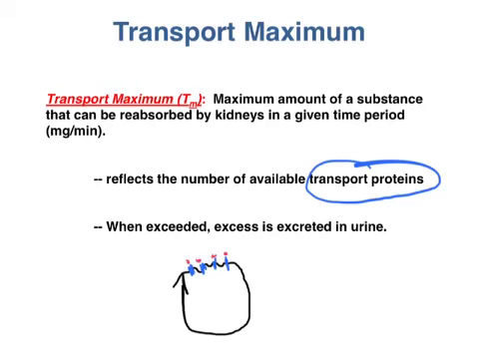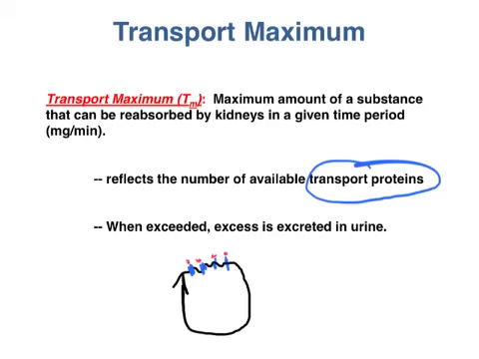Transport proteins can be saturated, fully bound up by their substance. And if that's the case, you've reached maximal reabsorption, and the excess is just going to be excreted in your urine. This is why in diabetic patients with super high levels of glucose in their blood, that means they have super high levels of glucose in their filtrate, and they have maxed out their ability to reabsorb glucose.